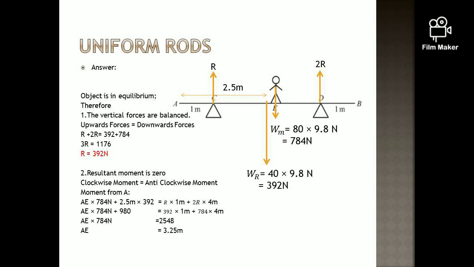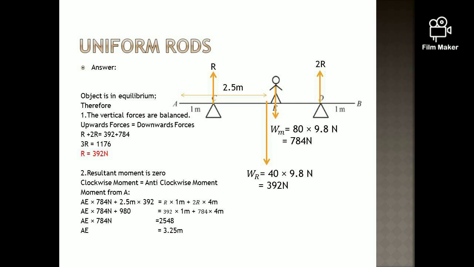What are the anti-clockwise components? The moment due to the reaction R at C. So you can mark it as R into 1 meter plus 2R into 4 meters. We know that the length from A to D is 4 meters. 5 minus DB, 1 meter, you get the answer 4 meters. With that you can say 2R into 4 meters.